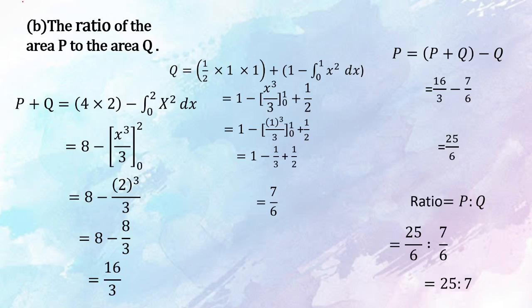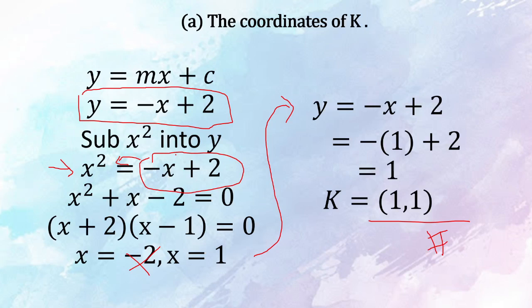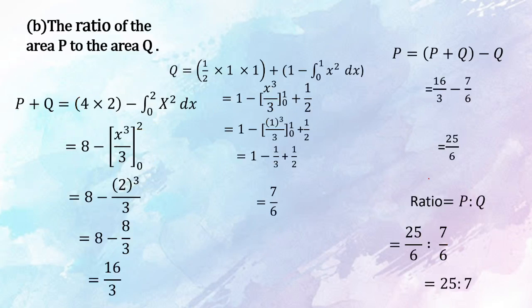Okay, ratio of the area P to area Q. So as you know, at the moment, if you want to count easily, you can only count the whole area. So that means P plus Q. Okay? So 4 times 2, how do we get 4 times 2? It's actually from y equals x squared. So y equals 4, and so that means 4 equals 2 power of 2, and that's how we get 2 for x. So that's how we get 4 times 2. And then integration 0 to 2, x squared dx.